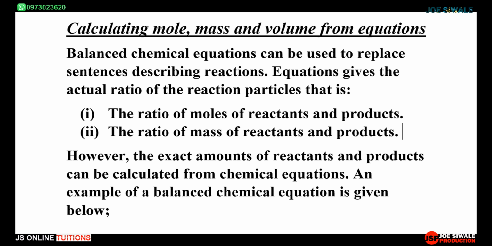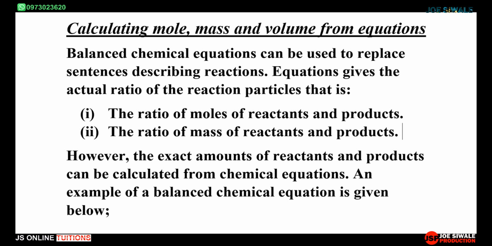So we continue looking at more concepts, and today we're going to be looking at calculating mole, mass and volume from equations. Balanced chemical equations can be used to replace sentences describing reactions. Equations give the actual ratio of the reacting particles, that is, Roman numeral 1, the ratio of moles of reactants and products, Roman numeral 2, the ratio of mass of reactants and products. However, the exact amount of reactants and products can be calculated from chemical equations. An example of a balanced chemical equation is given below.